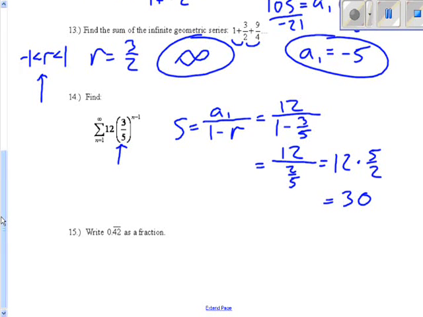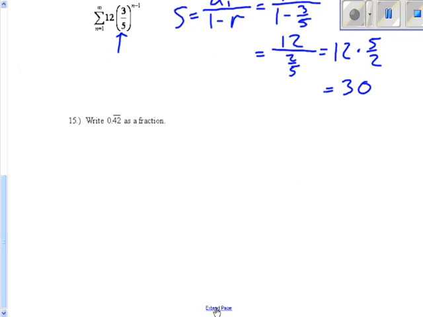And then the last one, we can use our shortcut on this one. If I have 0.42 repeating, there's 2 digits repeating, so I write the 2 repeating digits over 2 9s, so 99. And now I just need to reduce this. Each of these is divisible by 3. 42 divided by 3 is 14. 99 divided by 3 is 33. So it's 14/33.